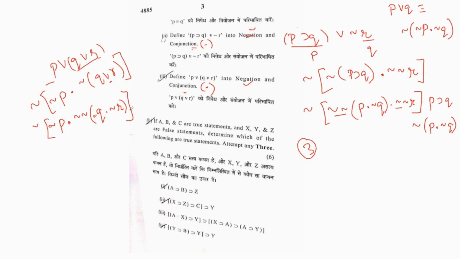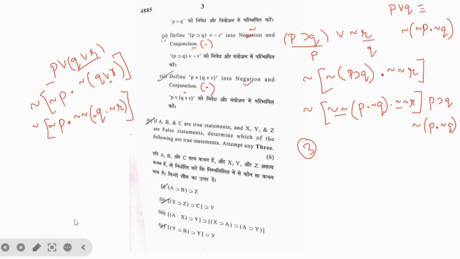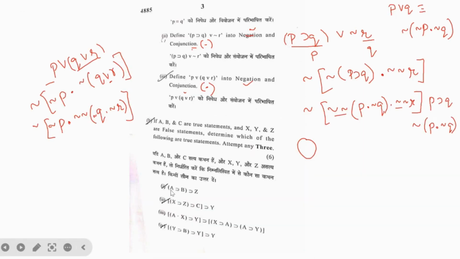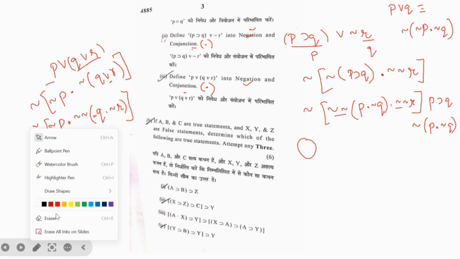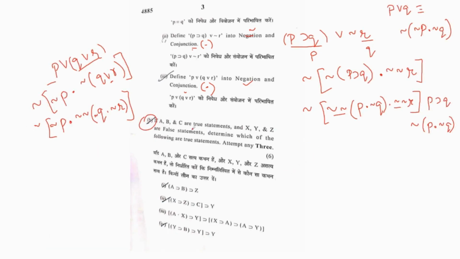Now let's move to the next part. The B part is again very simple. You simply have to assign the values: A, B, C are given as true statements and X, Y, Z are false statements. You have to assign the values and solve it. So let's solve the second question B. The values are already given, A, B, C are true and X, Y, Z are false statements, and we have to determine which of the following are true statements. We can attempt any three questions. Let's try with the first question.